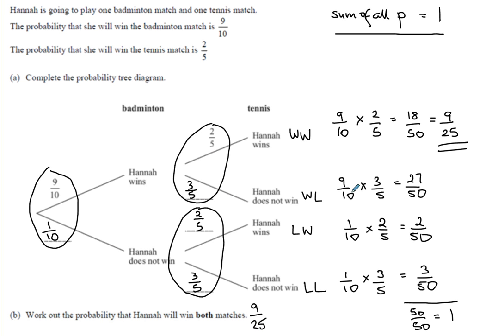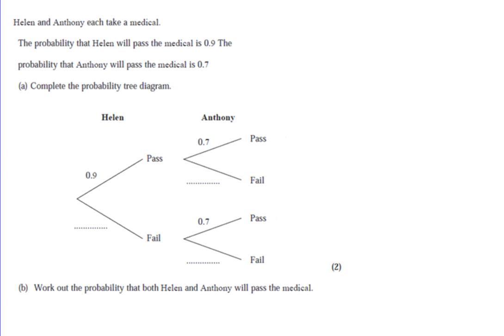Okay? Let's try another example. Okay, this time we're dealing with decimals. And again, it's the same basic concept. Both Helen and Anthony take a medical. The probability that Helen will pass the medical is 0.9, so the probability she'll fail is 1 minus 0.9. And then the probability that Anthony will pass the medical is 0.7, so the probability he fails is 0.3.